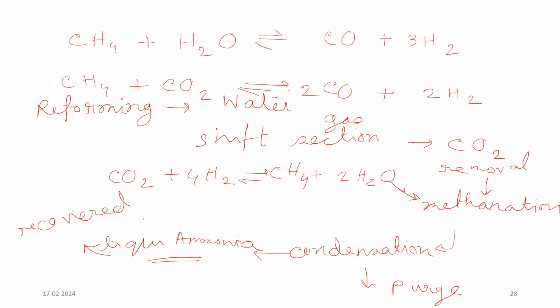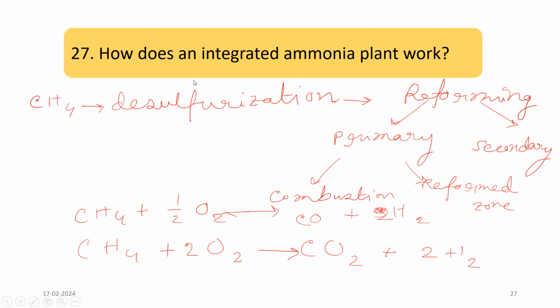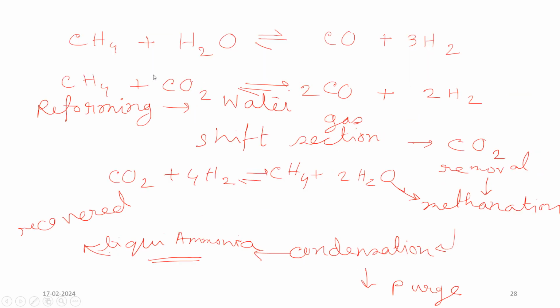So first the desulfurization, this is very easy to remember. First you remember natural gas is coming into the desulfurization section to remove the impurities, that is mainly sulfur. Then it goes into the reforming section where primary and secondary reformers are there, where in the combustion zone natural gas is reacted with oxygen to produce carbon monoxide, carbon dioxide and hydrogen. In the reformed zone, natural gas is reacted with steam to produce more carbon monoxide and hydrogen. These carbon monoxides are detrimental to the catalyst.